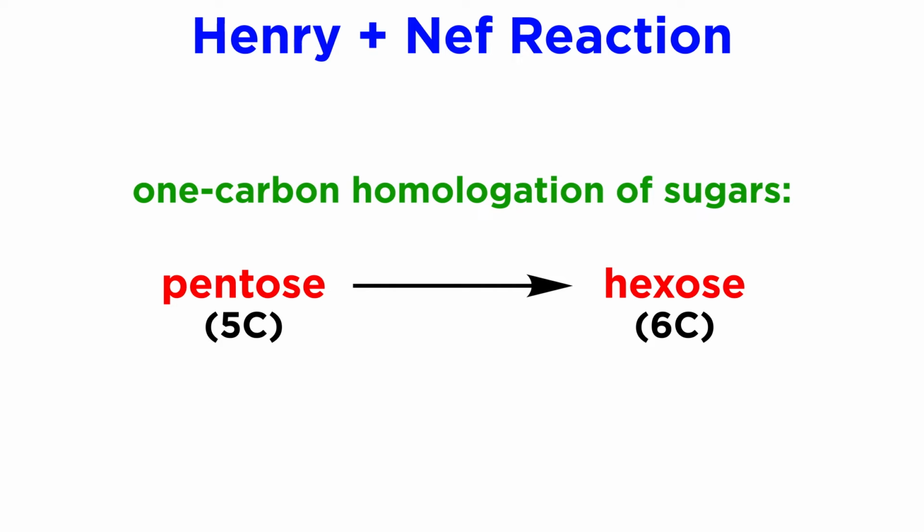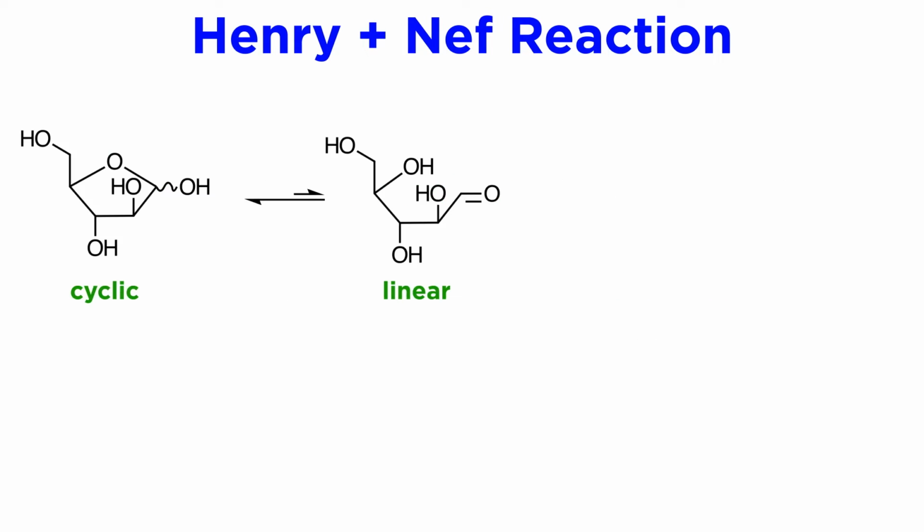An example of a tandem Henry plus Nef reaction is the one-carbon homologation of pentoses to hexoses, meaning that a carbon is being added to go from a 5-carbon sugar to a 6-carbon sugar. As we know from the biochemistry series, cyclic sugars are in equilibrium with an open chain form, which features an aldehyde group, and as such they are substrates for Henry reactions, like that with nitromethane.